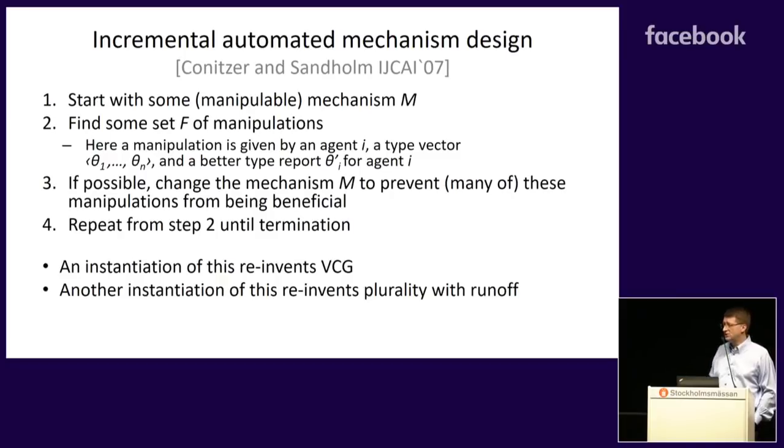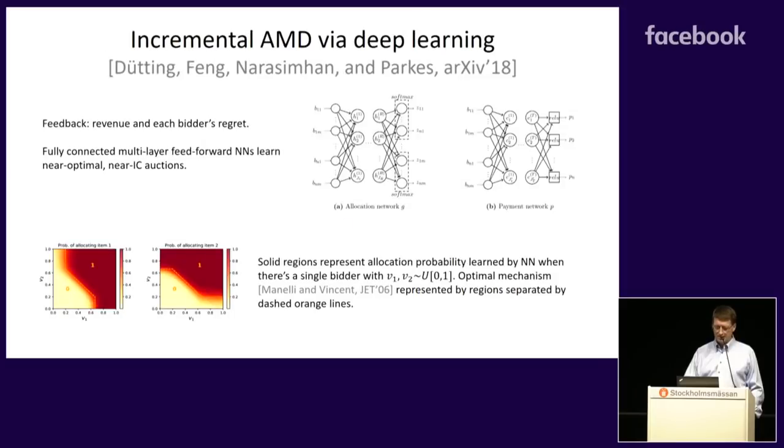And there are many instantiations. In the paper we had a couple. One of them reinvented the VCG starting from just the first price auction. And another reinvented plurality with runoff voting from just starting with plurality. All right. And now the newest in incremental automated mechanism design nowadays is surprisingly, or maybe not surprisingly, deep learning. And this is work by David Parkes and his colleagues. The idea here is that we are going to get feedback from samples, revenue, and each bidder's regret.